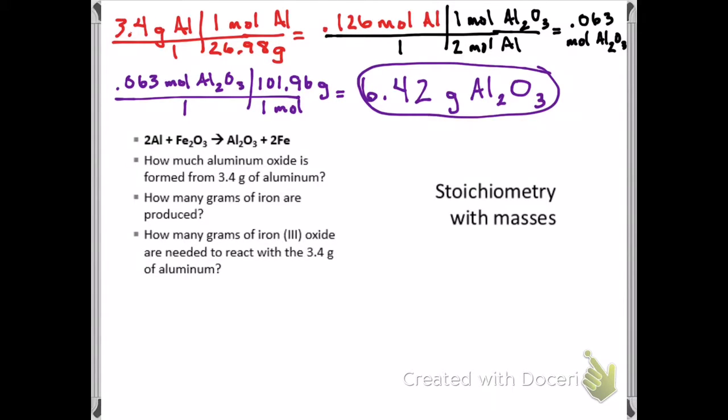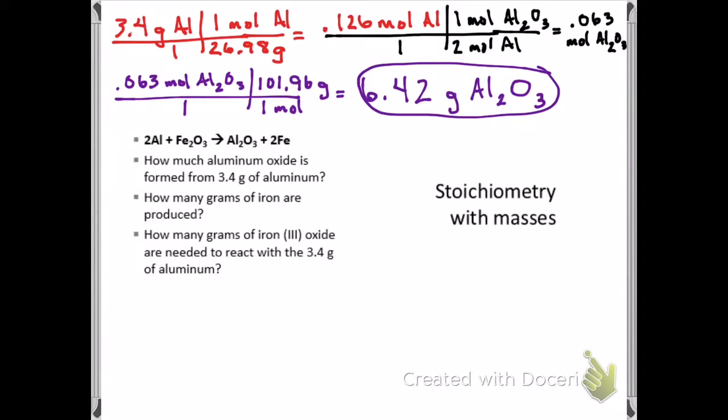So that 0.063 moles of aluminum oxide, I found the molar mass of aluminum oxide, 2 aluminums plus 3 oxygens, is 101.96 grams. And then we multiply those two things together. Again, our moles are opposite, so those are going to cancel out. We're going to multiply by the 101.96 grams, and that should give us 6.42 grams of aluminum oxide.